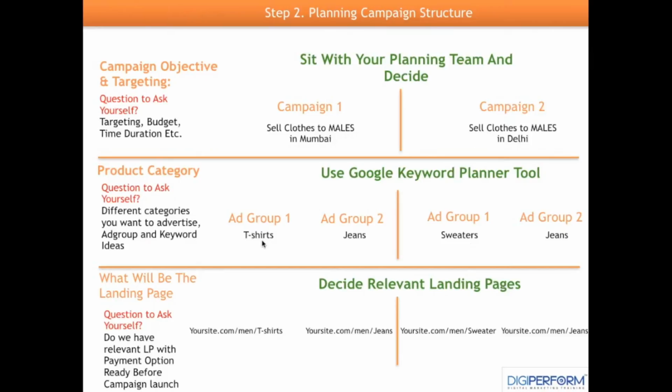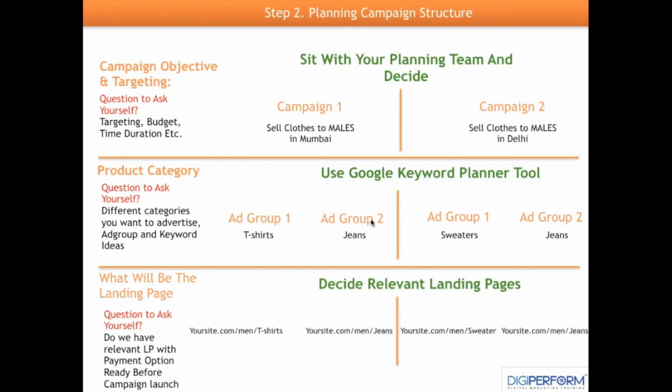You're advertising for t-shirts, all right. So this is how generally people divide their campaign based on targeting, budget, time duration, etc. Then product categories. So questions to ask yourself are the different categories you want to advertise, ad group and keyword ideas. For that we'll go to the keyword planner tool. We'll go to that in the next slide, and I'll explain how to use that tool. And based on the information you get from there, you will create your ad groups.